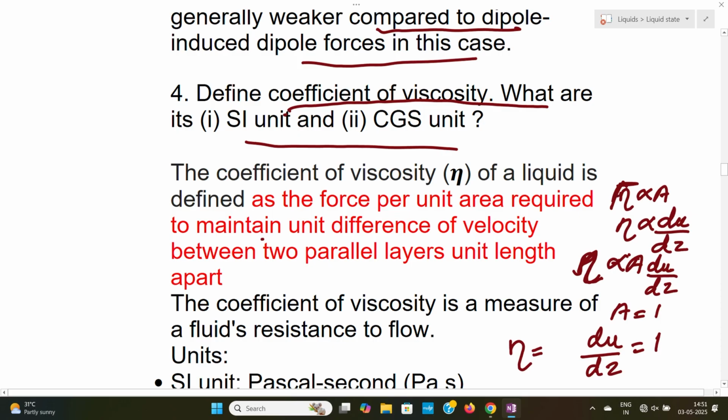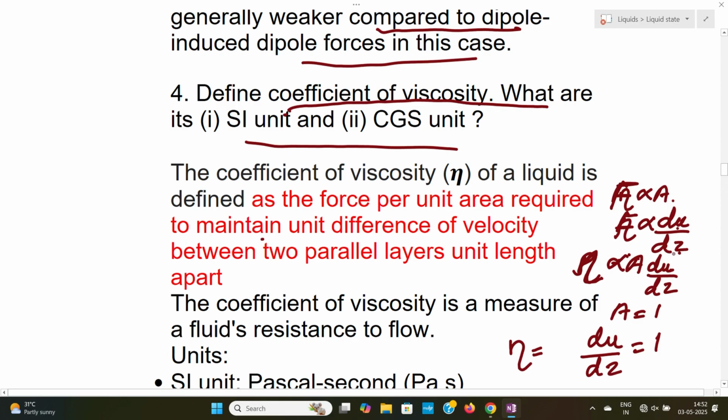Here we have the force acting. The force acting will be directly proportional to A, the area of the plate, and the force which is acting against the viscosity will also be directly proportional to du by dz, that is the velocity gradient. Therefore, we can write that the force is directly proportional to A into du by dz. When A is equal to 1 and du by dz is equal to 1, the proportionality constant is the coefficient of viscosity.